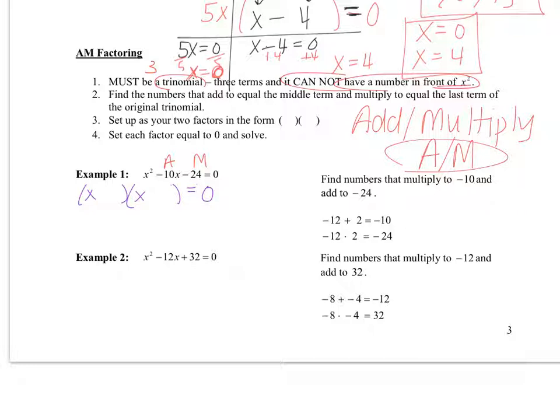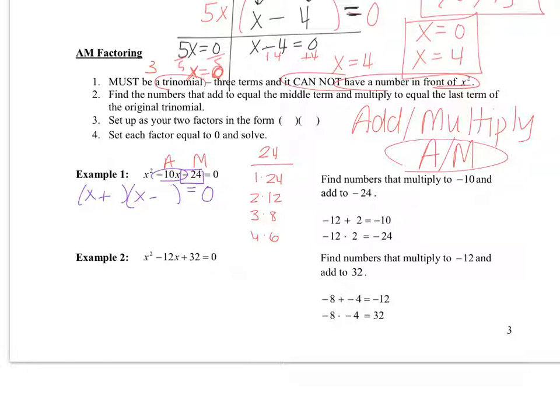So I need to add to negative 10 and multiply to 24. So off to the side somewhere, I'm going to find my factors of 24, like 1 times 24, 2 times 12, 3 times 8, 4 times 6, and I think that's it. One of these pairs will help me add to negative 10. So if I want one of them to be positive and one to be negative to multiply to a negative 24, I have to put my signs in there.